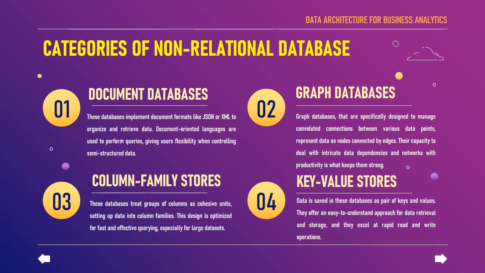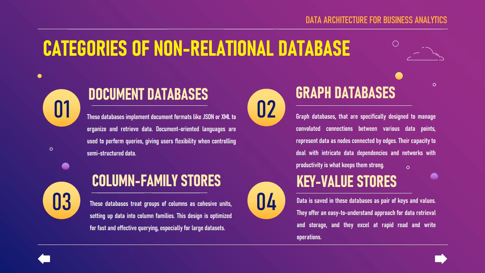Here we are going to discuss the categories of non-relational databases. There are a total of 4 categories for non-relational databases: document databases, graph databases, column family stores, and key value stores. So let's get started with each of the categories.